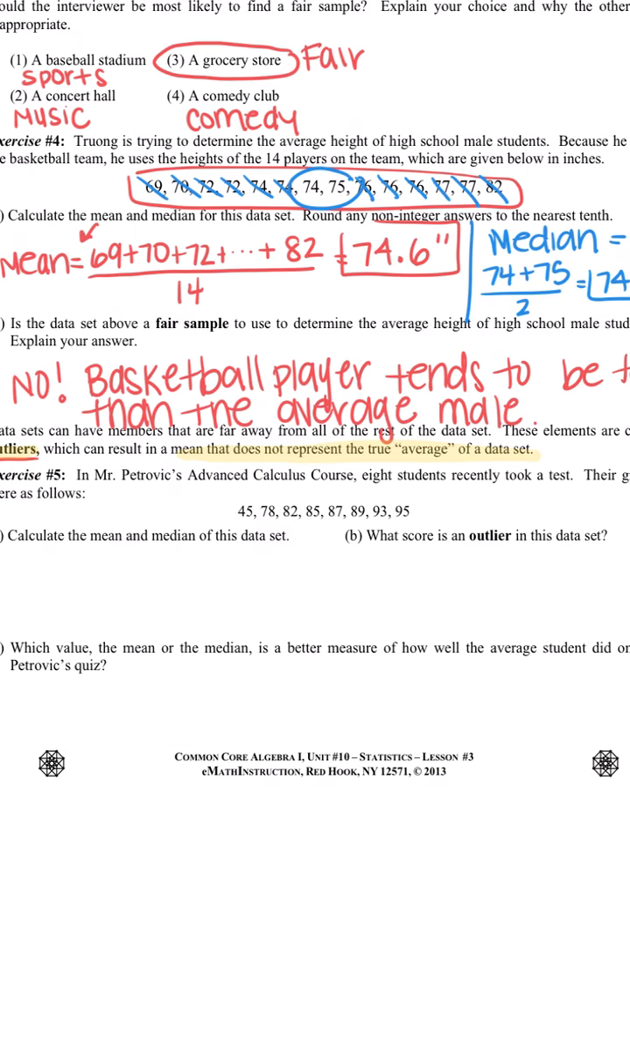All right, it says in Mr. Petrovic's advanced calculus course, 8 students recently took a test. Their grades were as follows: 45, 78, 82, 85, 87, 89, 93, and 95. So it says to calculate the mean and the median. For my mean, I'm going to do 45 plus 78 and so on, and I'll add it all the way up to 95, and then I'll divide by those 8 numbers. So when you do that, you get 654 divided by those 8 test scores, and you get that the average is about an 81.75. So that is for your mean.